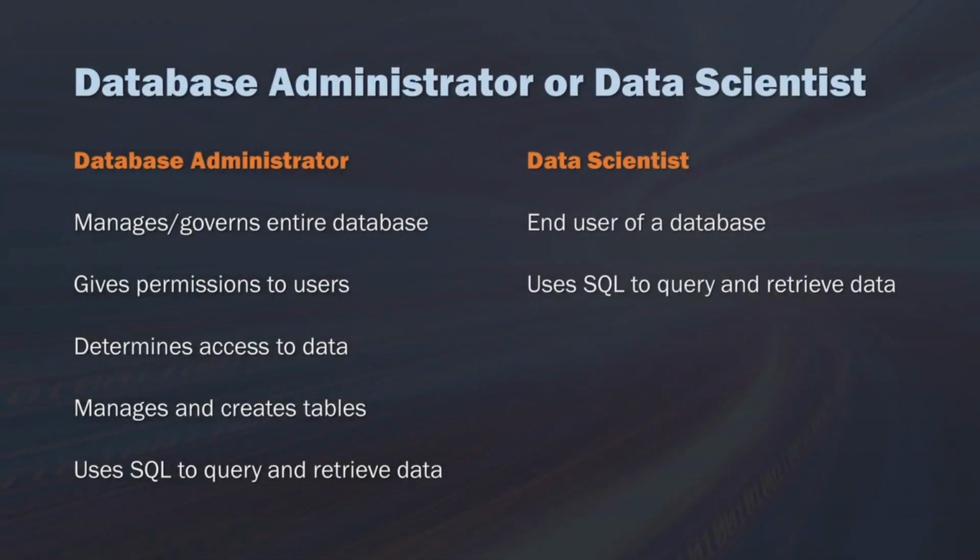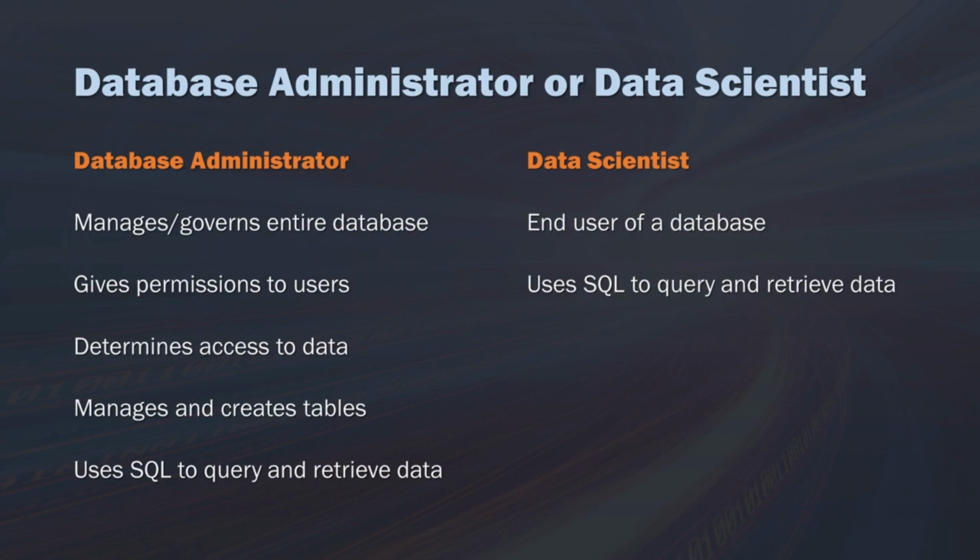A DBA is responsible for managing the entire database and guarding it. A data scientist, on the other hand, is typically a user of that database. The DBA will be responsible for giving permissions to people and determining who has access to what data. They're oftentimes responsible for managing the tables and creating them. We're going to go over how to create your own tables and insert data into them in a later video. However, this is something you'll likely have to get the rights to, and often from a DBA.